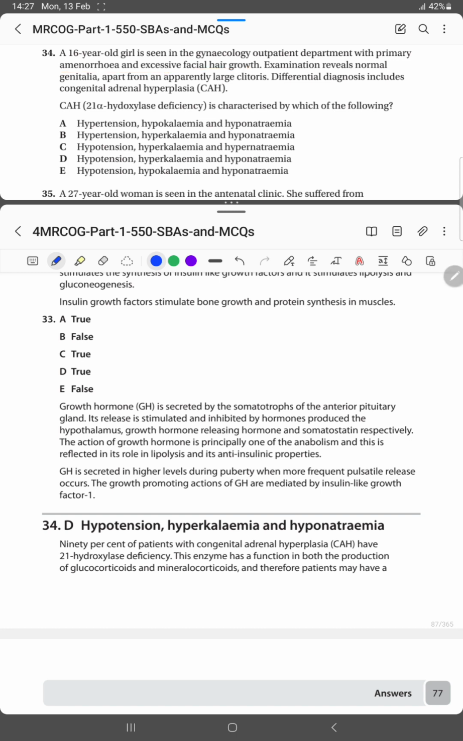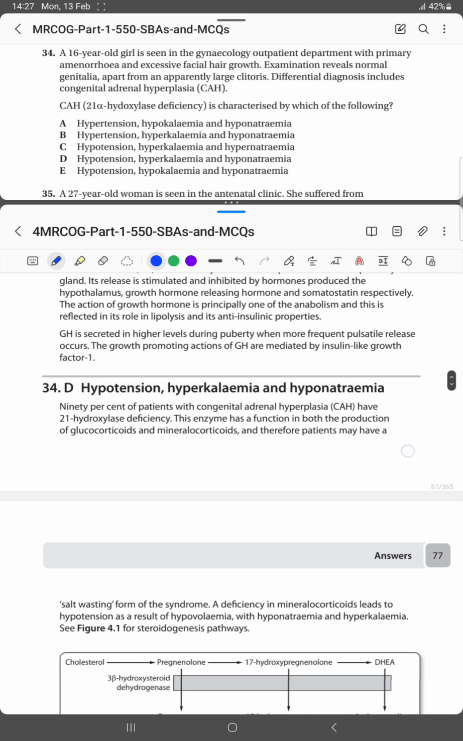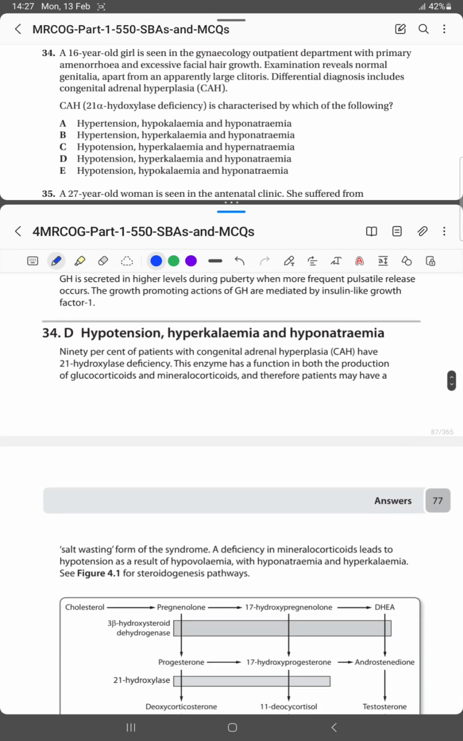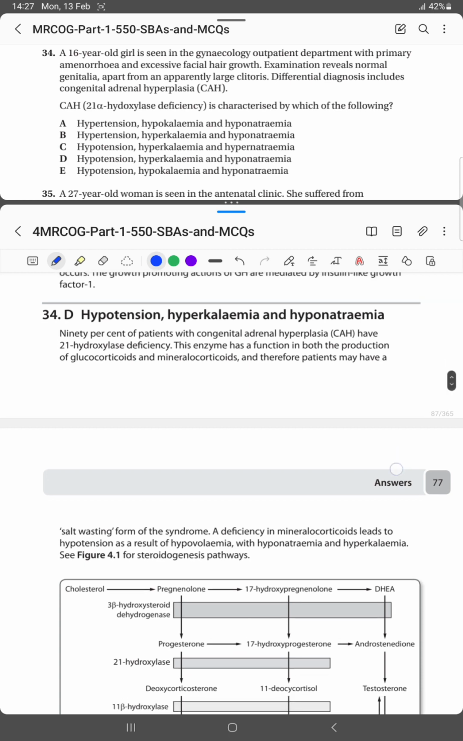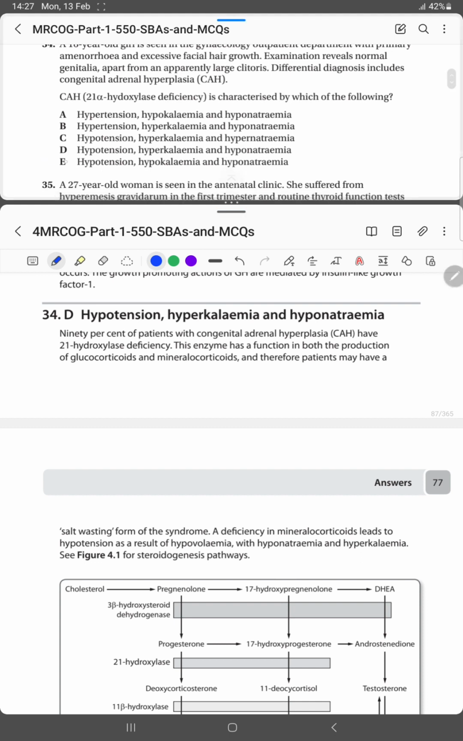So what are the differential diagnoses of congenital adrenal hyperplasia? The CAH, which is also called 21 alpha hydroxylase deficiency, is characterized by which of the following? We all know that there is hypotension, hyperkalemia, and hyponatremia. So option D will be correct. There will be hypotension, hyperkalemia, and hyponatremia.